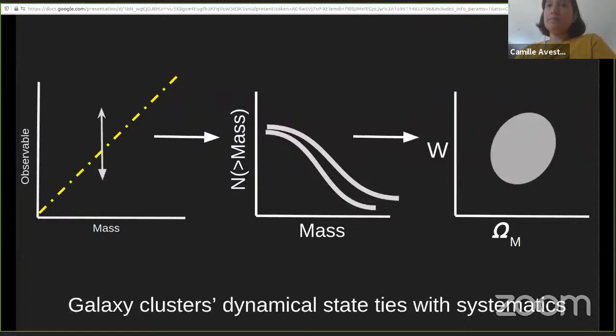The things that cause that systematic offset are very closely tied in with the galaxy cluster's "dynamical state." Here I'm just showing that thought process: if we can best constrain the observable-mass relation, we can then get to a better cluster abundance, so number counts as a function of mass and redshift, and then we can get to our nice banana plots for cosmology.